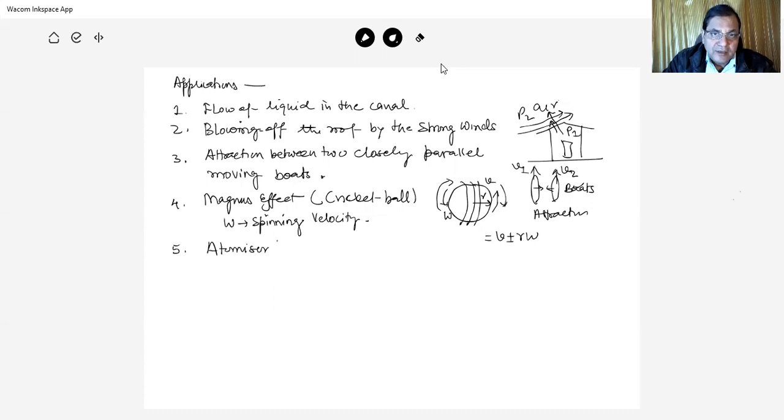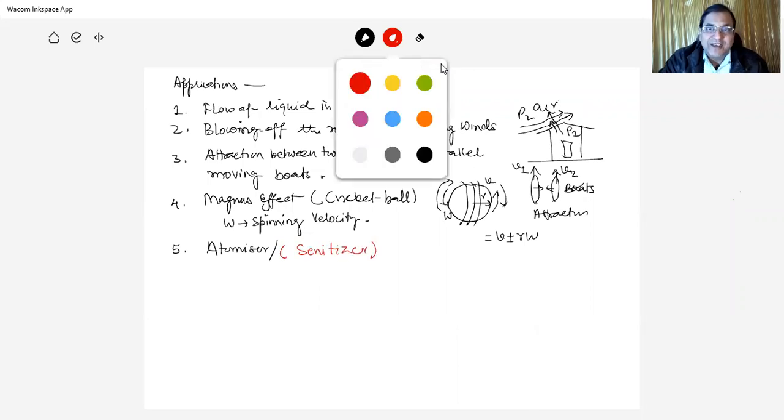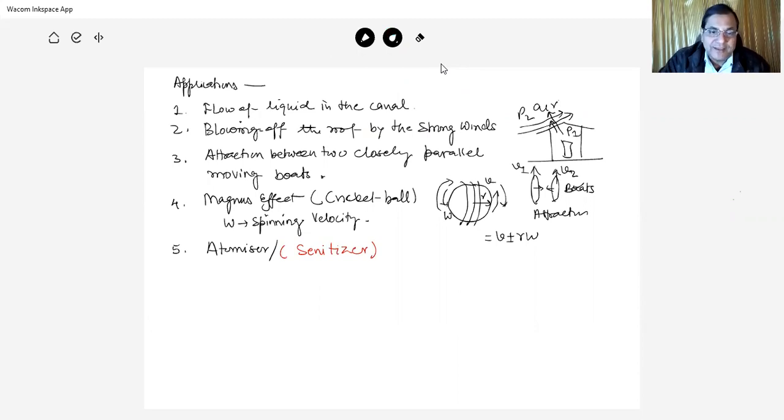Then atomizer. आजकल बहुत कॉमन हो गया है, इसको हम कह देते हैं सैनिटाइजर। सैनिटाइजर का जो प्रिंसिपल है उसको पहले बुक्स में एटोमाइजर कहते थे। An atomizer is like this: if it is a bottle and here it is a tube, then this will spray over the air if force is applied. So these are droplets from this liquid on applying the force over this point.